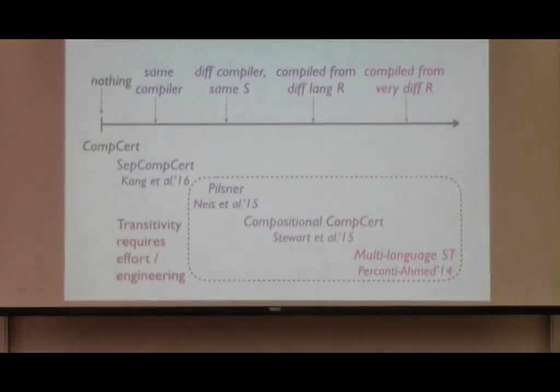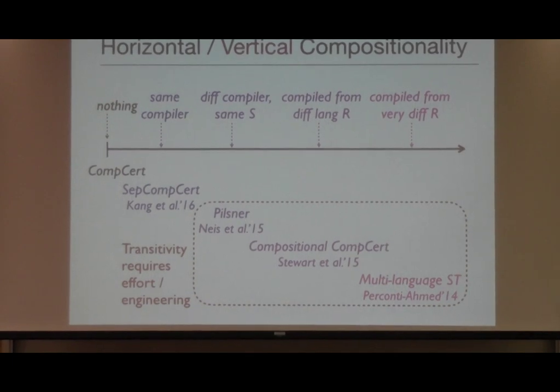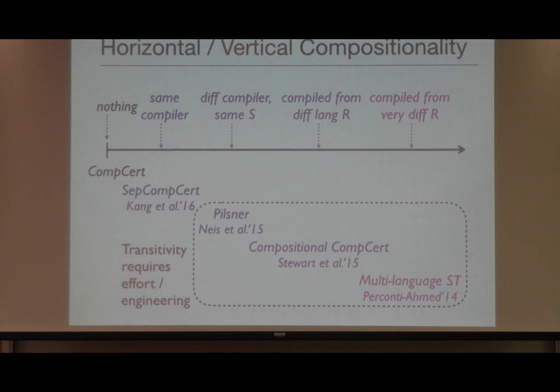Okay, so right now let's talk about vertical compositionality. All three of these pieces of work, the Pilsner work, the compositional CompCert work, which uses interaction semantics, and the multi-language semantics work, these are the good ones, right? Because CompCert just does separate compilation. Transitivity is not really hard if you're doing separate compilation, if you're insisting, I will only link with the output of my own compiler. The phrase compositional compiler correctness should mean a little bit more to you than just separate compilation. It means you're trying to link with something that didn't just come from your own compiler.